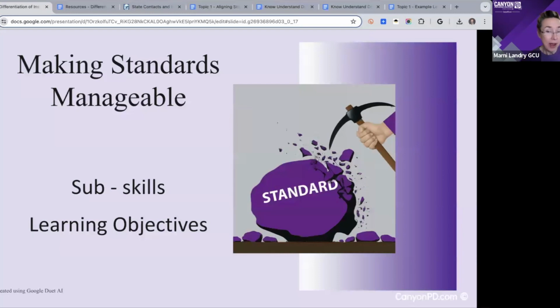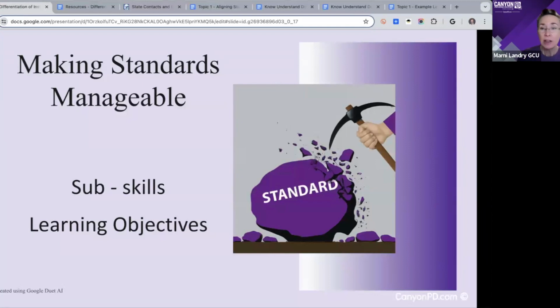Welcome back. After going through that exercise, you might be a little overwhelmed, thinking, oh my goodness, these standards are kind of complicated. They are. They are written in a language that's not necessarily student-friendly, definitely not student-friendly, and sometimes challenging for teachers to understand if you try to digest it as an entire standard. So this is where the true breaking down comes in. It's making the standards more manageable.